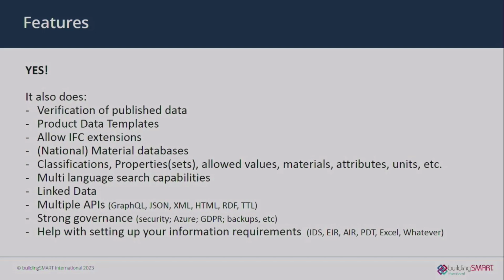So, high level of security, everything runs on Azure. Servers are in Europe. We have a lot of GDPR backups, etc. So all of that is really enterprise stable, arranged properly. And the bSDD can also help you with setting up your information requirements. Again, that is another use case where you can search the data dictionary to see what properties are already defined that I can put in my exchange information requirements, my IDS, my MVD, whatever you want to call it.